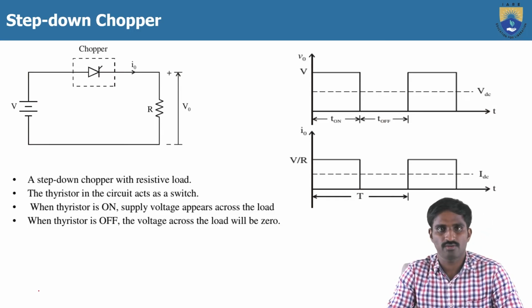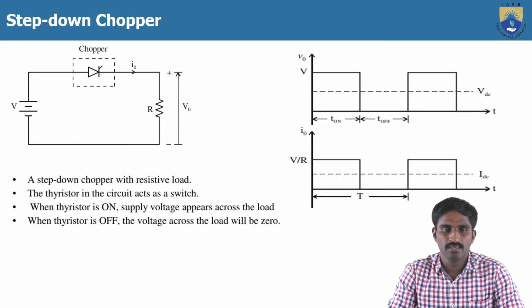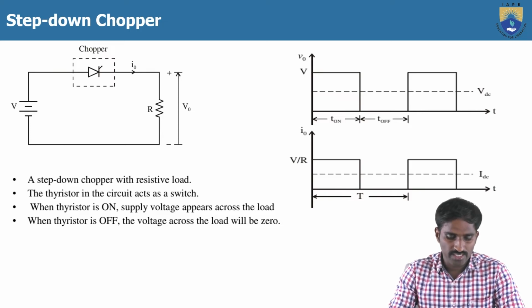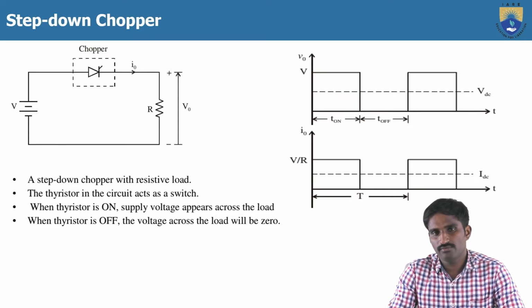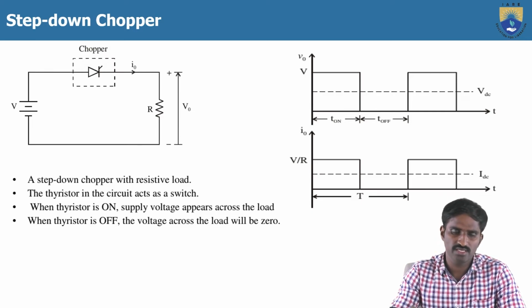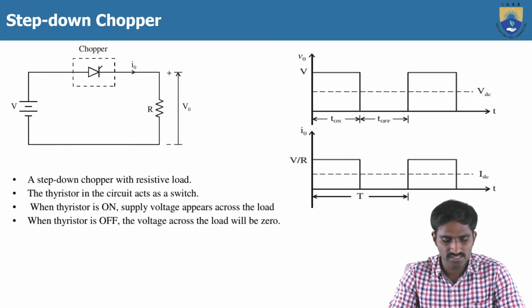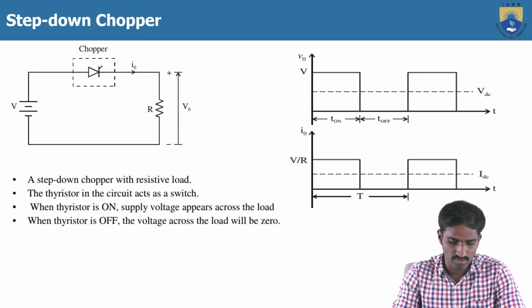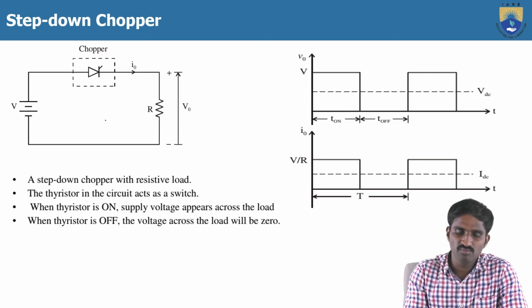Then the step down chopper. In the step down chopper, of course, there are two different ways: one is continuous and the other is discontinuous current operation. So let me just consider a very simple step down chopper. Forget about whether the current is continuous or discontinuous; I will explain that later. Okay. So here also it is very simple.